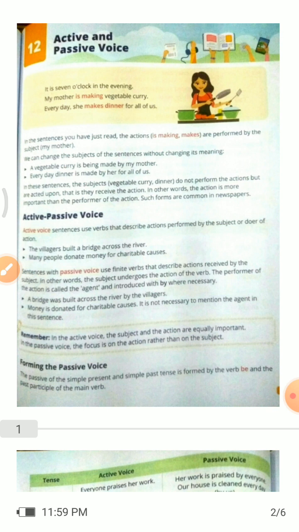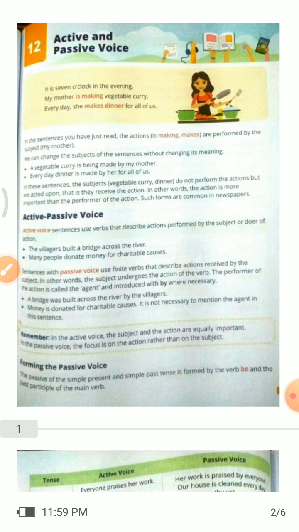In the second sentence, every day, she makes dinner for all of us. That is the original sentence. Now we transform it. Every day, the dinner is made by her for all of us. See the sequence. The dinner and she change their places, and she becomes her. In these sentences, the subjects, vegetable curry and dinner, do not perform the actions but are acted upon. That is, they receive the actions. In other words, the action is more important than the performer of the action. Such forms are common in newspapers.